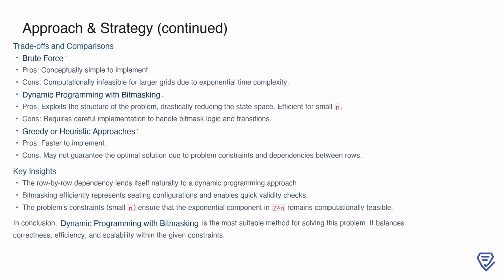Finally, while greedy or heuristic approaches might be faster to implement, they fail to guarantee an optimal solution because they cannot account for the dependencies between rows. The key insight here is that the row-by-row dependency in this problem naturally lends itself to a dynamic programming approach. Bit masking provides an elegant way to represent seating configurations and quickly validate them against the constraints. Given the problem's constraints, particularly the small n, dynamic programming with bit masking is the most suitable method. It strikes the right balance between correctness, efficiency, and scalability, making it the ideal solution for this problem.